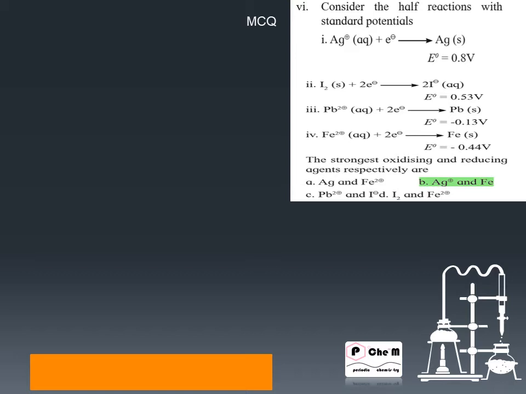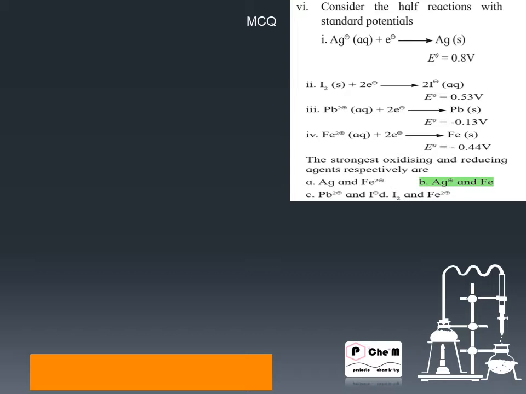Let's solve the 6th MCQ from the Maharashtra State Board 12th Standard Science textbook. Here 4 reactions are given along with their standard potentials, and we need to determine the strongest oxidizing and reducing agent. How will you decide whether the given potential is a standard oxidation potential or a standard reduction potential?